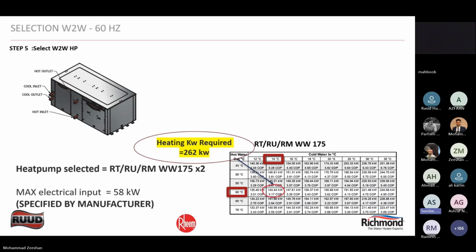Okay, so while doing the heat pump calculations, it is safe to go with 60 degrees as the temperature. Yes, 60, 65. Okay, all right. Thank you.